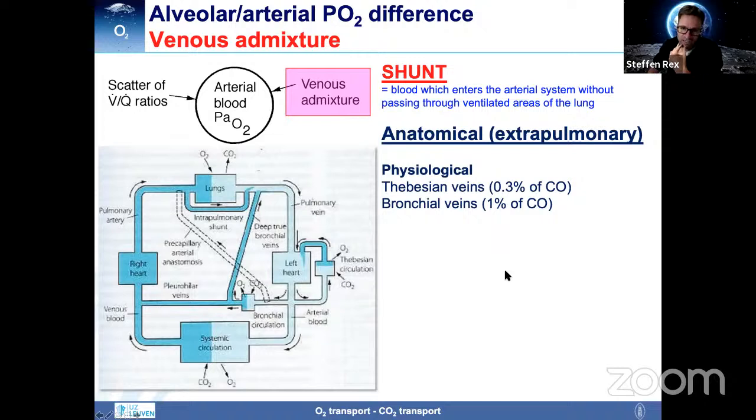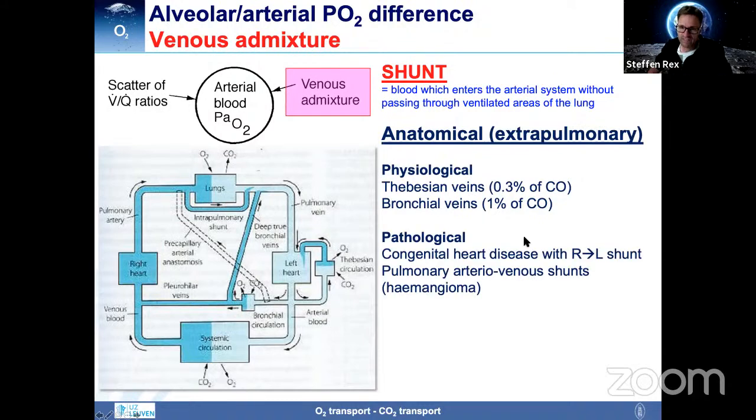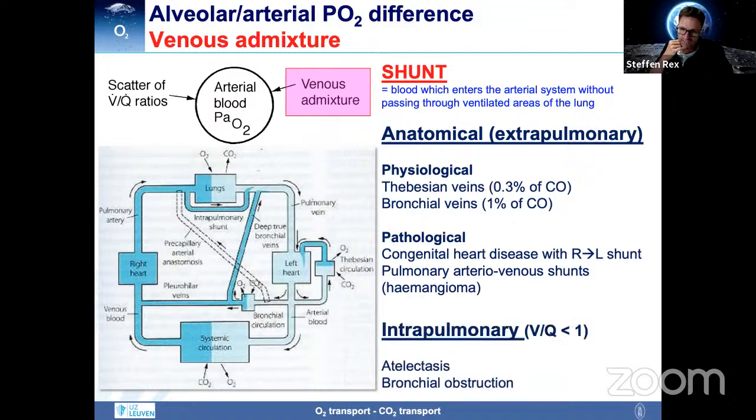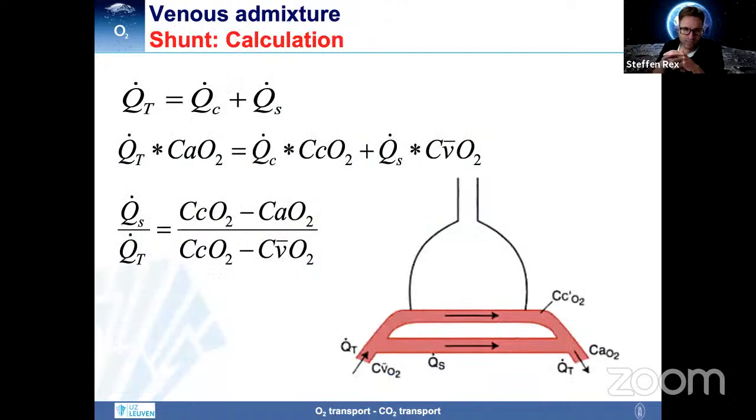That means we are talking about 50 cc per minute. Yeah, you see after 2 or 3 minutes of an unvented left heart, your left ventricle will be severely dilated. And then you have pathological anatomical shunts. This is, for example, in congenital heart disease with right to left shunt, imagine a patient with a VSD or an ASD, and the intrapulmonary shunts we have discussed.